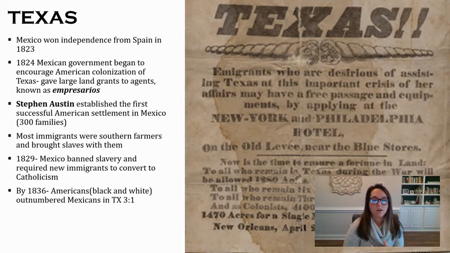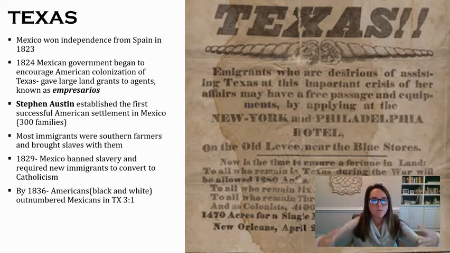They continue to breed their slaves. They don't convert to Roman Catholicism. So there's some tension, right? Because how are you going to enforce those laws? And they didn't do a very good job of enforcing it. Think of it as salutary neglect, if you will, okay? But by 1836, Americans, both enslaved and white, are going to outnumber the Mexicans in that region, in Texas, 3-1.